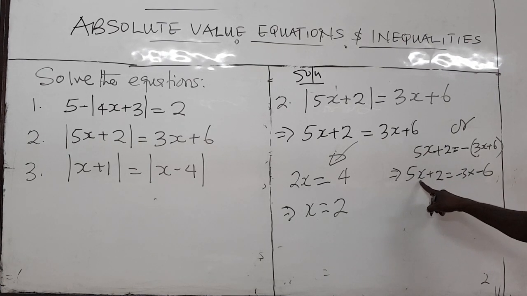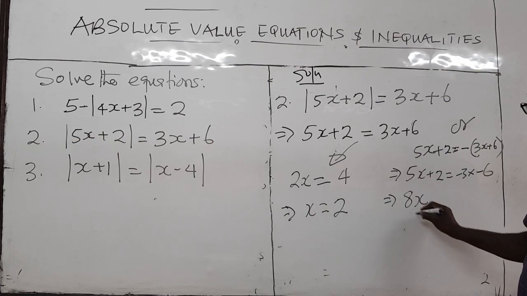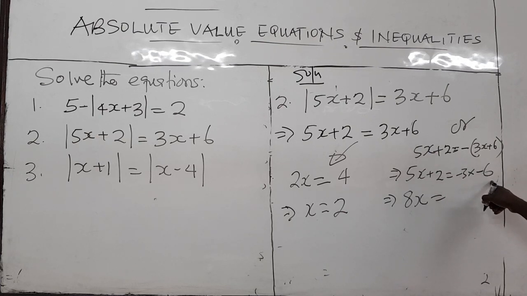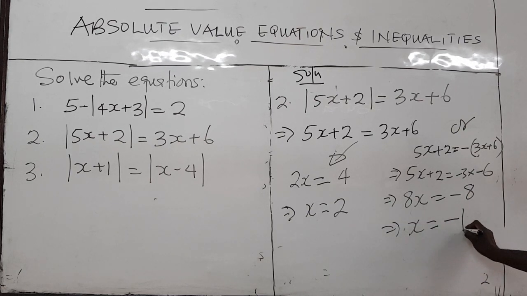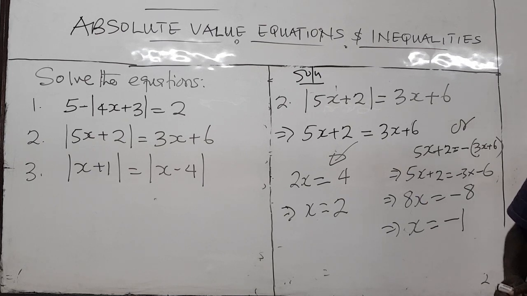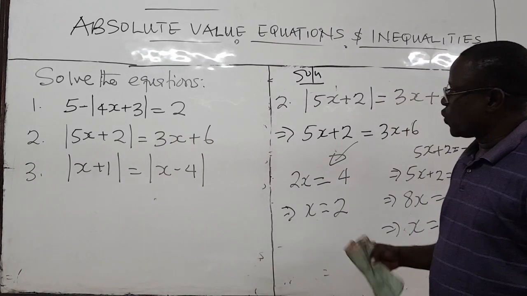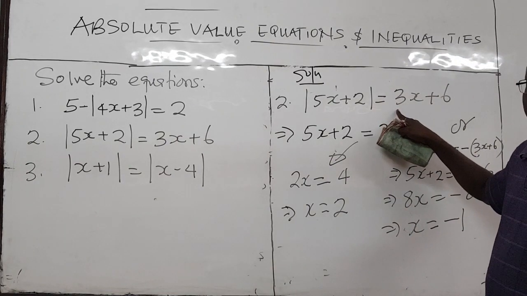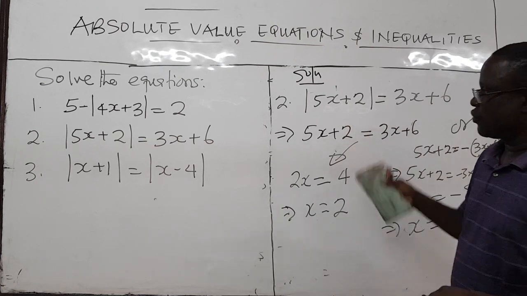If I bring the 3x here, I get 5x plus 3x, that gives me 8x. Take the 2 here, I get negative 2, negative 6, that gives me negative 8. Divide by 8, and then you get x is equal to negative 1. So x is equal to 2 or x is equal to negative 1. Good. Then let's solve the final one. Again, you could try to use method 2 for this one. You square both sides and solve the quadratic equation.